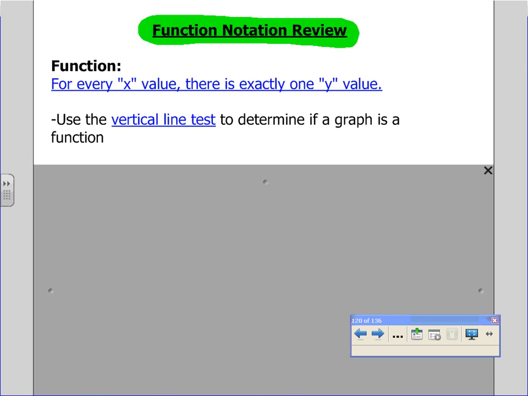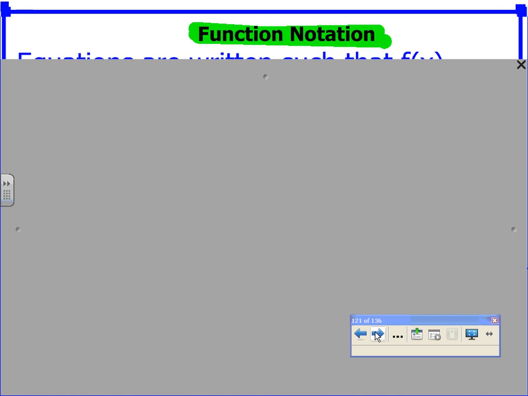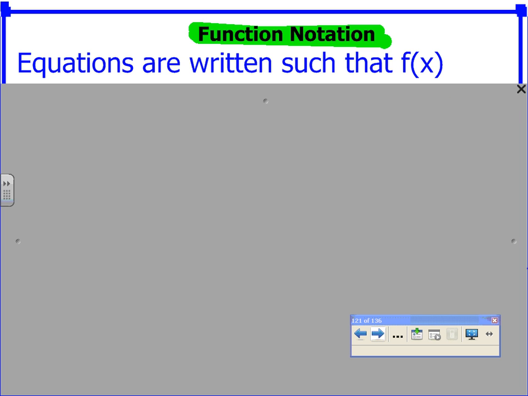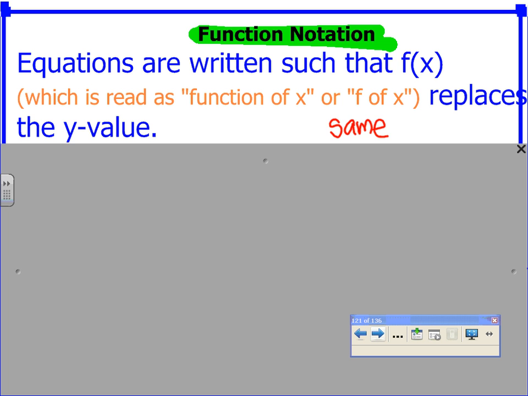So I want you to skip down to the middle of your notes where it says function notation. Here's what is extremely important for today. Where it says function notation, I want you to write next to that, equations are written such that f of x. So here's what's really important. The f and then the parenthesis with the x in it, that is function notation.